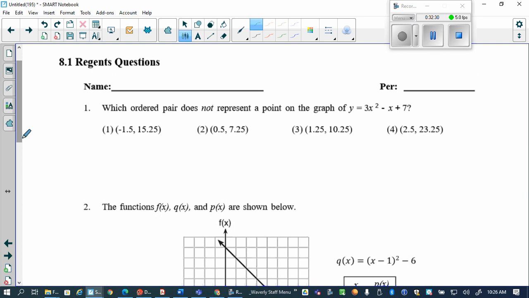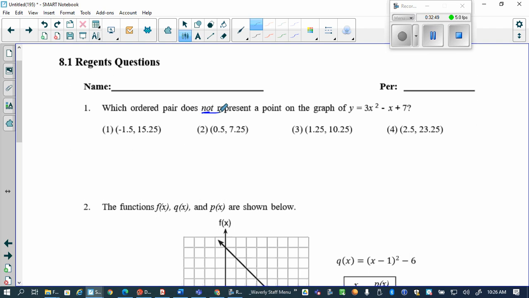A couple ways you could do this first one. So did everybody read this? Is there a key word in here? Not. So which of those points is not on the graph? And those are all inputs, comma, outputs, right?